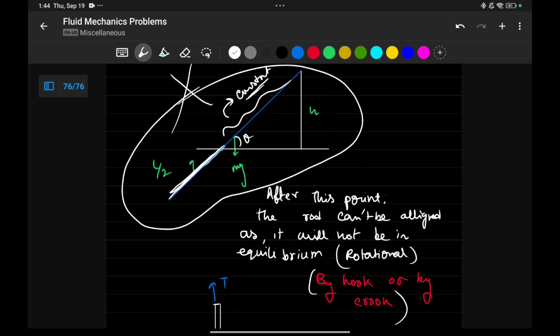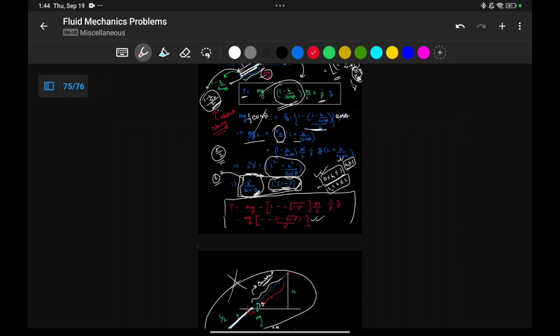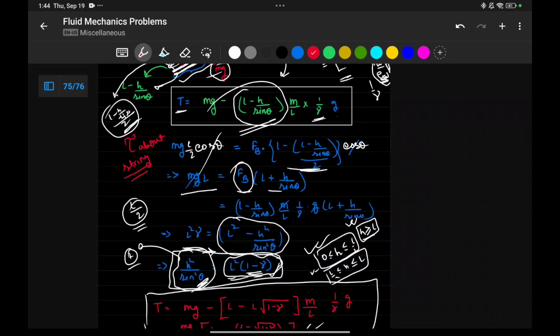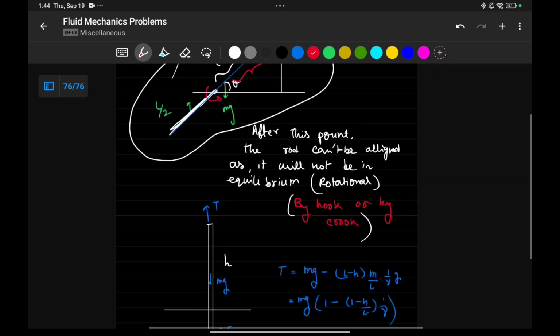That means this length is constant throughout the process. But why? Does that mean this is just rotating about this point? The answer is yes. This is rotating about this point. You will probably think that this is rising, so this length must change, but it does not. That's the beauty of this problem. This length is not changing with time because we get h by sine theta as a fixed value, square root of L square into 1 minus gamma. And what is this value? This is equal to L square by 4. That means h by sine theta is equal to L by 2. That means this length is L by 2.